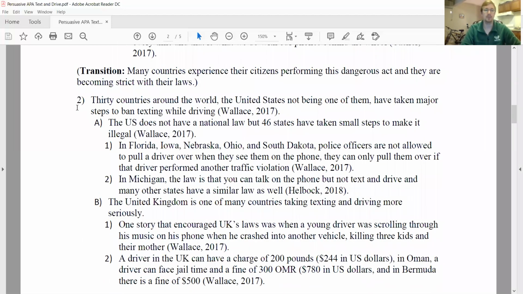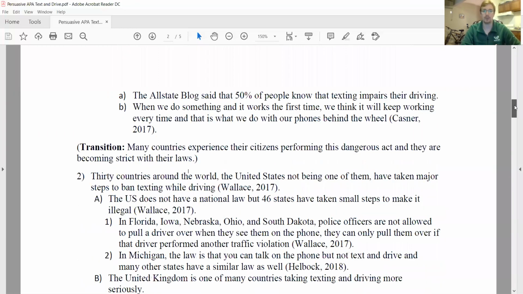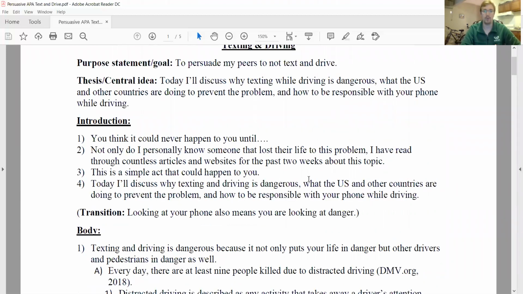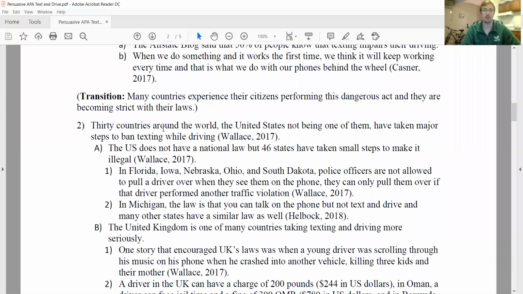Secondly, she continues to build out these main points. She has a clear main point two. She transitions. She talks about what other countries and the US are doing to ban texting and driving, which was their second main point up here. The US and other countries are doing to prevent the problem. And here she has clear language saying, here's what they're doing to prevent the problem, to ban texting while driving, using that same language. That's what's important.